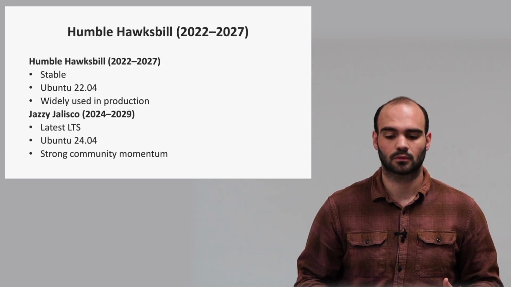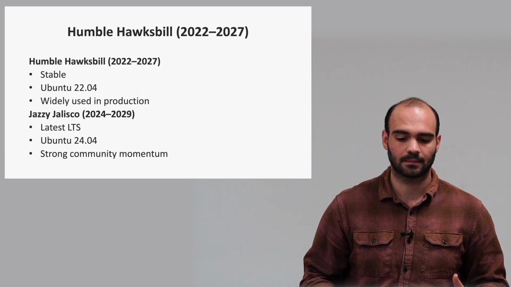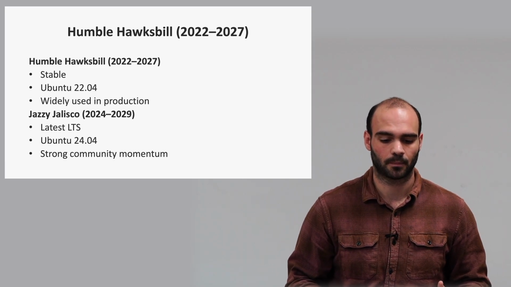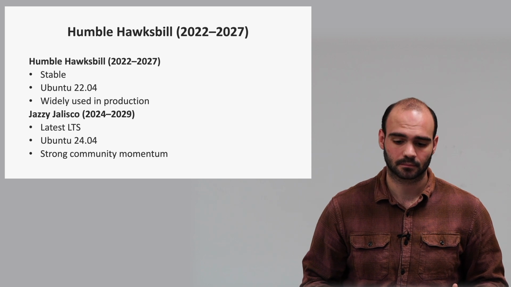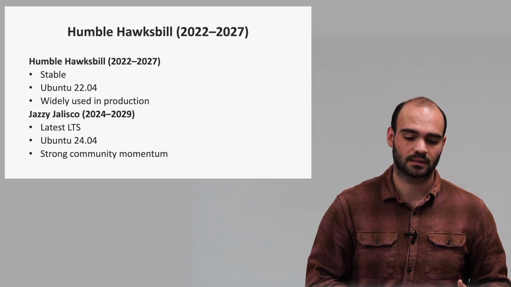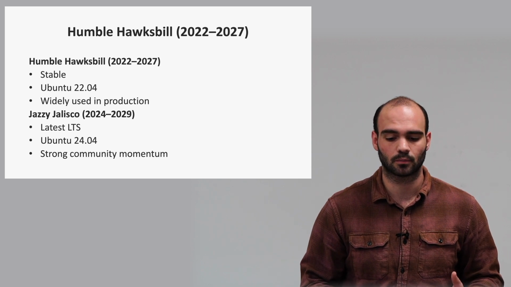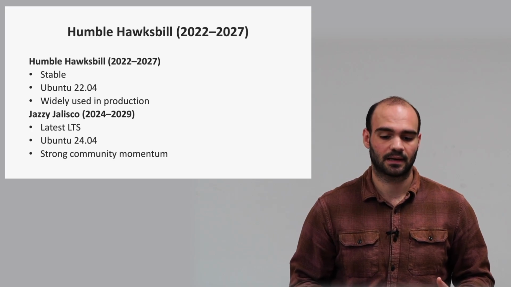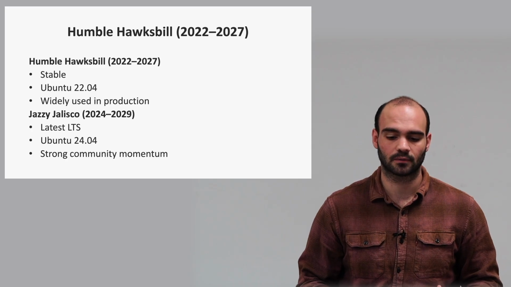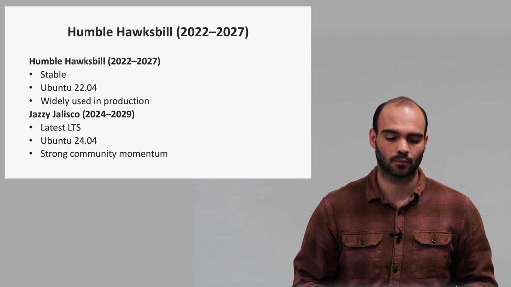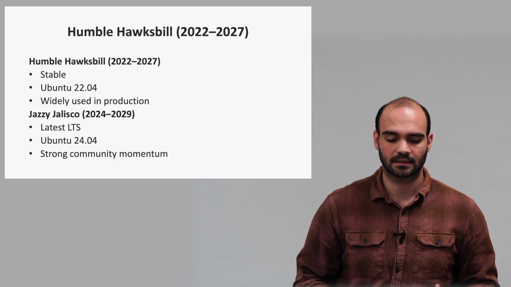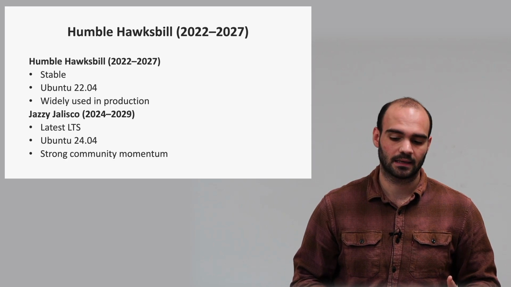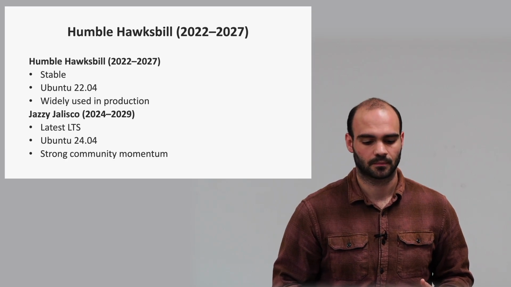Humble, released in 2022, is extremely stable and runs on Ubuntu 22.04. Then we have Jazzy from 2024, which is the newest long-term version and targets Ubuntu 24.04. LTS versions are great because they are supported for many years. They get updates, and the community focuses most tutorials and packages around them. If you are getting started today, Jazzy is a great choice.